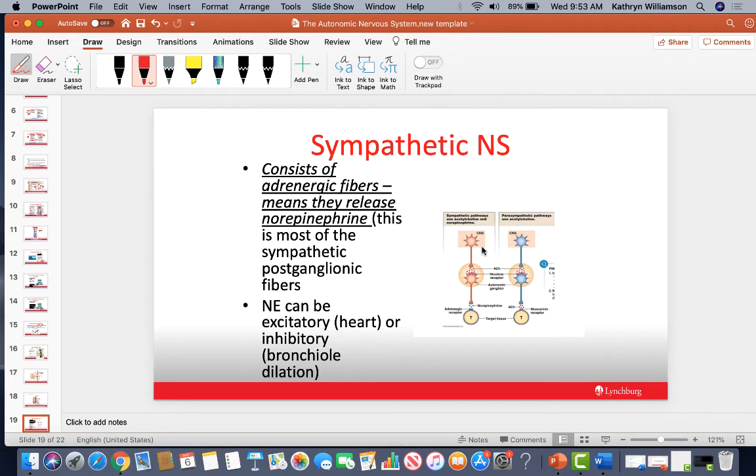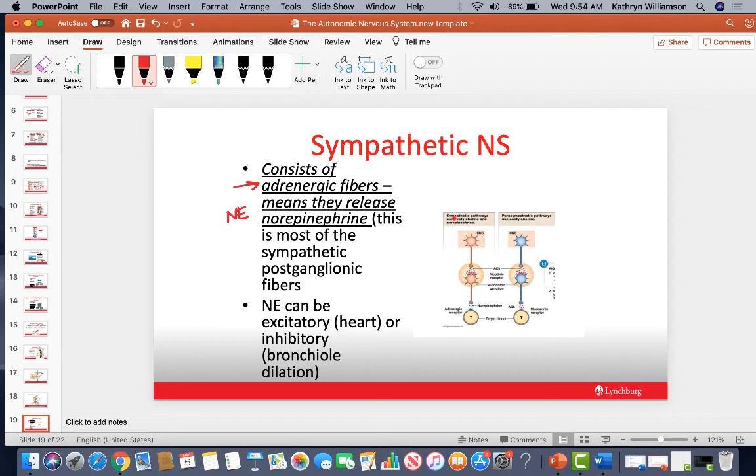Okay, so sympathetic nervous system. We've got a different neurotransmitter here. Our neurotransmitter is norepinephrine. And so that means that these guys are going to be adrenergic fibers because they release norepinephrine. This is what we see with most of the sympathetic postganglionic fibers.